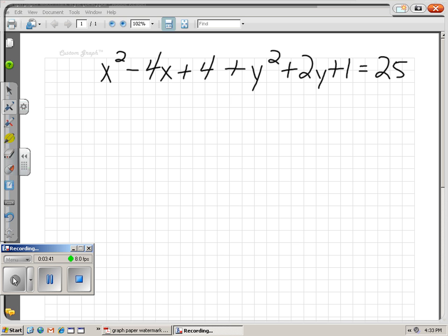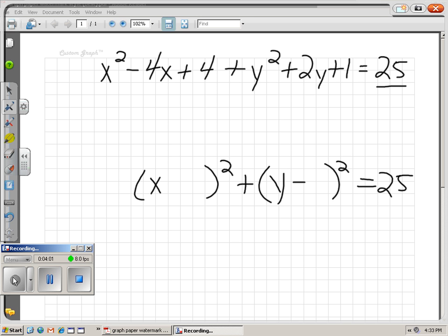Alright, here's where we're at. We added 4 to the x's and we added 1 to the y's. And we added it on the right side, and I already added those together for you to get 25. So you can see that we're getting close to having x minus something squared plus y minus something squared equals 25. You can kind of see where we're headed. We're trying to get this thing in standard form.